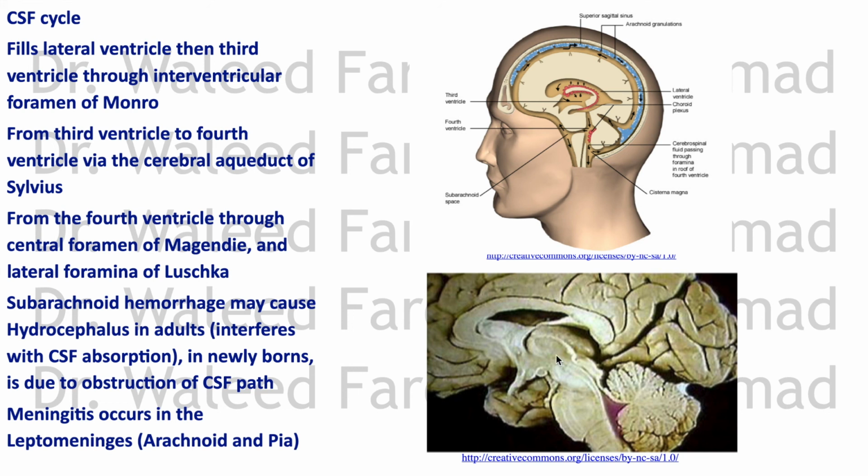So how it goes: fills the two lateral ventricles, foramen of Monro to the third ventricle, aqueduct of Sylvius to the fourth ventricle, and from there a central canal in the spinal cord is the foramen of Magendie, and two lateral canals, lateral apertures at the sides, foramina of Luschka, to fill outside the spinal cord and outside the brain as well.